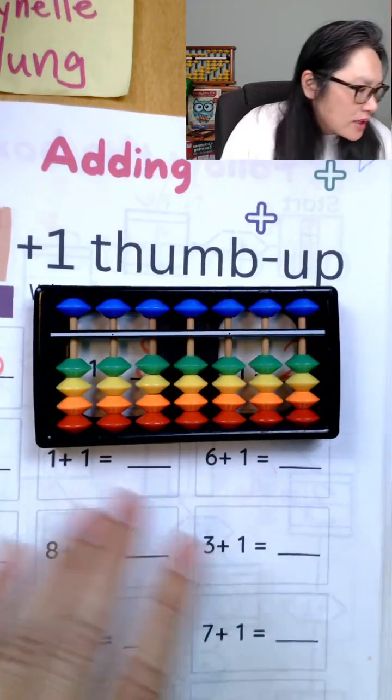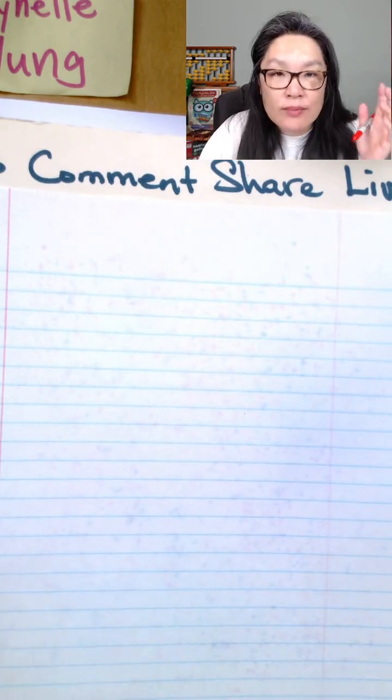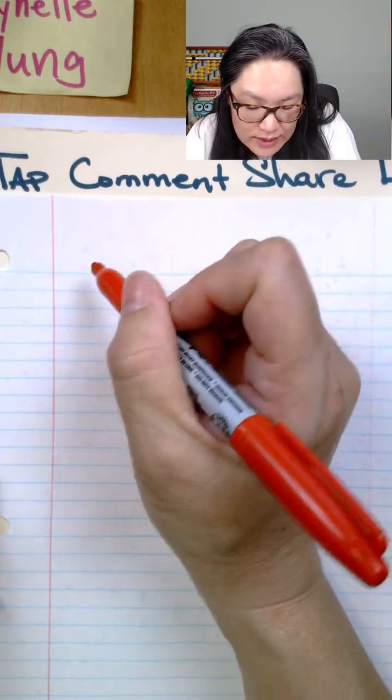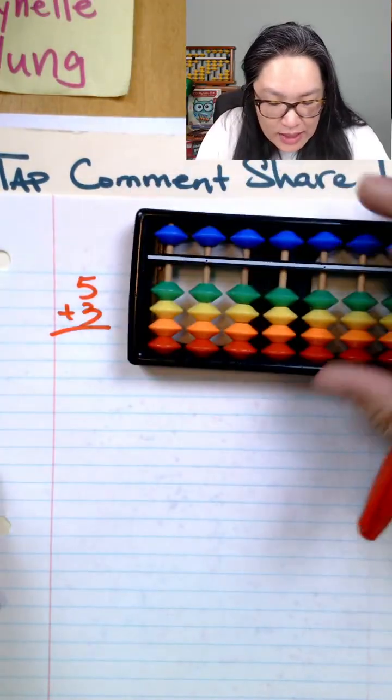So there was one time I was watching a video and doing research to see what other math people are doing, or how mainstream math is doing things. One of the questions was 5 plus 3. I was like, okay, well, that's easy. It's easy on the abacus.